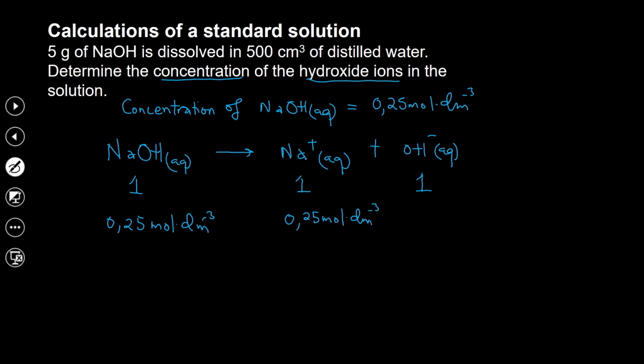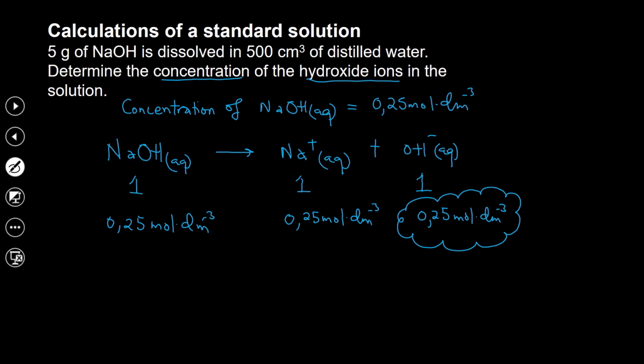Then what about that of the hydroxide ion? Because for every mole of sodium hydroxide in that solution, there is a mole of the hydroxide ion. So the ratio still remains 1:1. So this gives us 0.25 mole per cubic decimeter. So this is what it means. If it's a standard solution and there is complete dissociation of sodium hydroxide, a mole of sodium hydroxide gives us a mole of the hydroxide ion. So in other words, this is the concentration that the question requires us to determine.